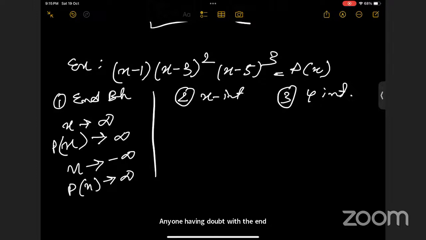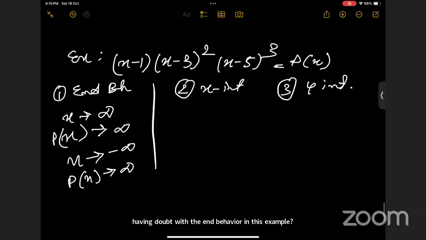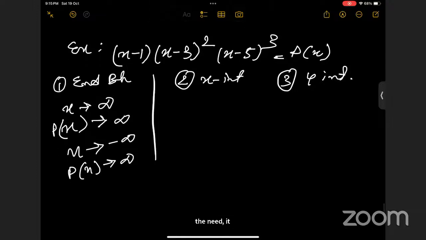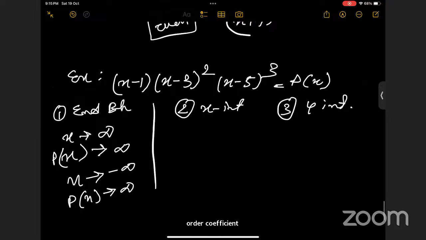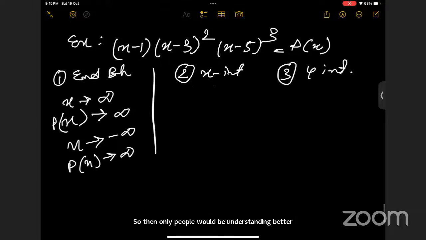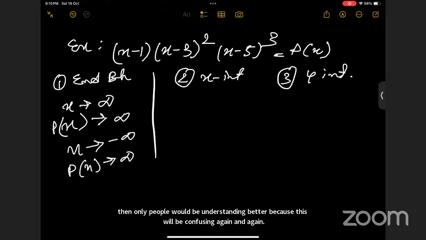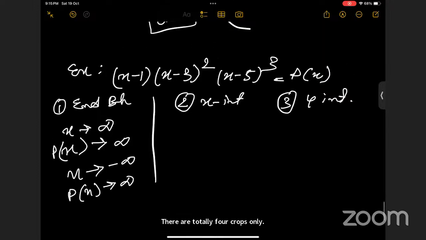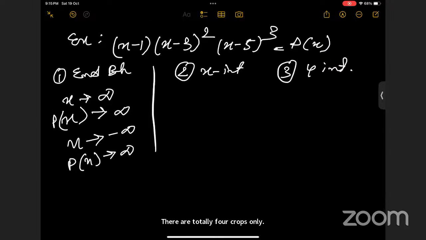In this way, if you are explaining, then it will be confusing only. Better you should have explained the 4 end behaviors with the even and odd degree and the positive and negative coefficients. Then people would understand better, because this will be confusing again and again. There are totally 4 graphs only. For example, you can make a table for when the coefficient is negative or positive.